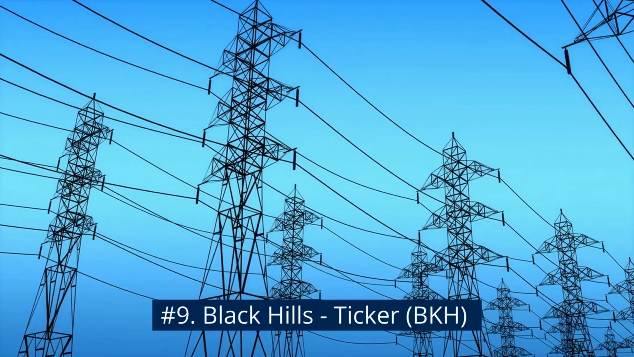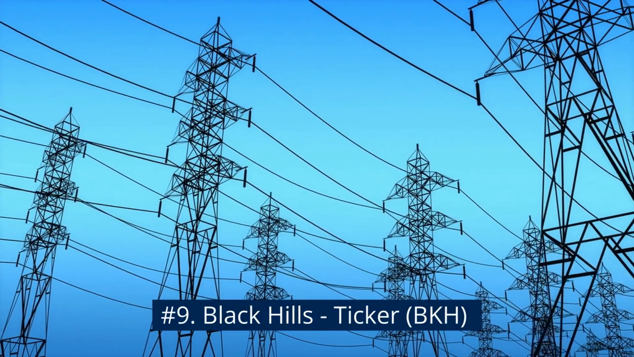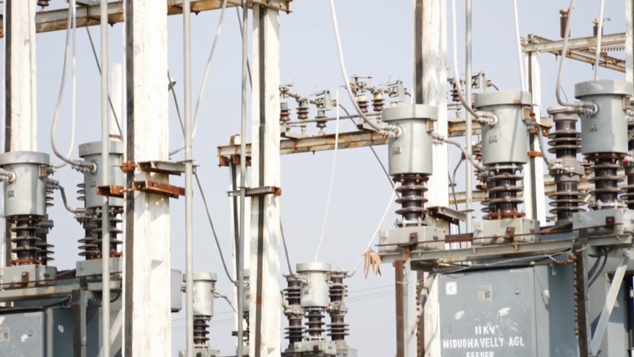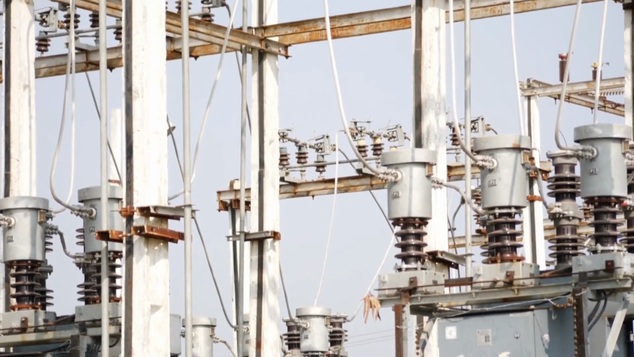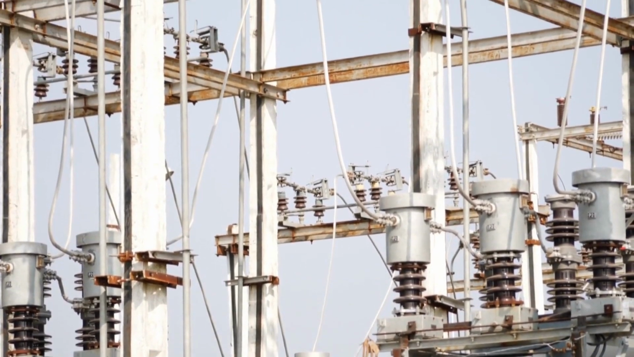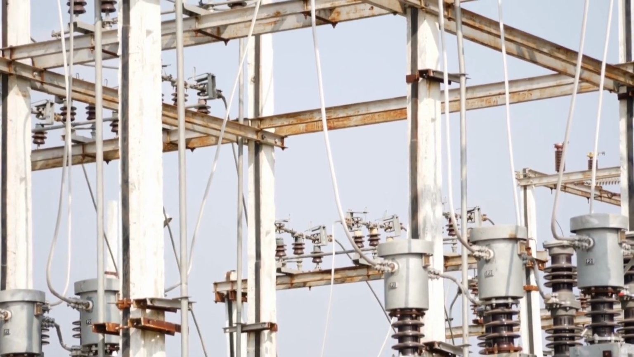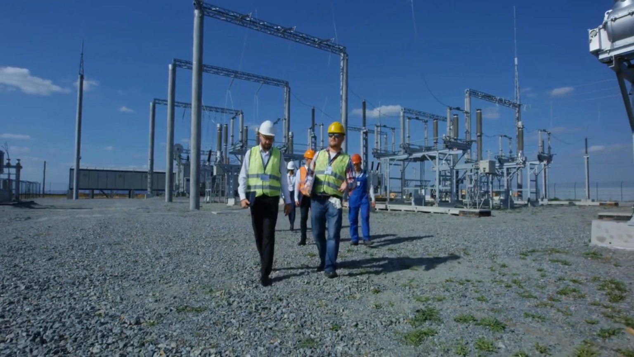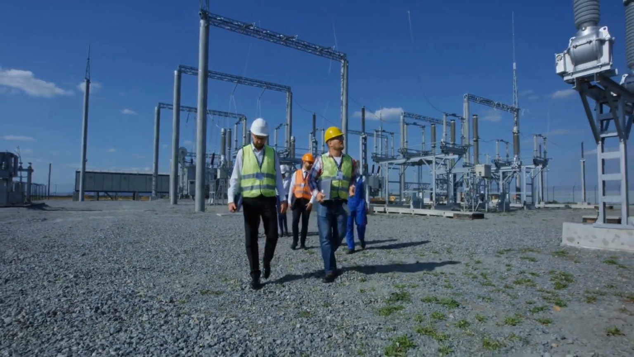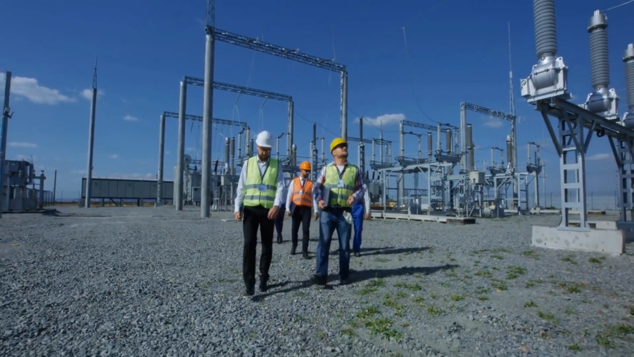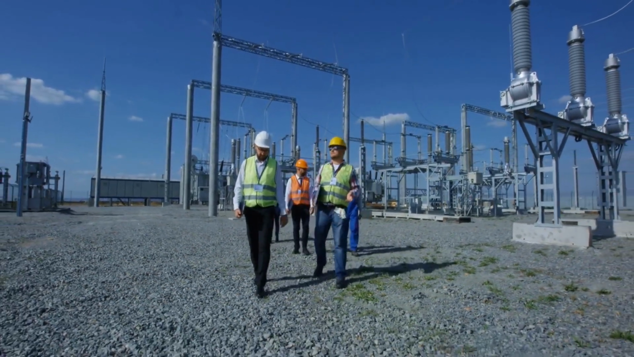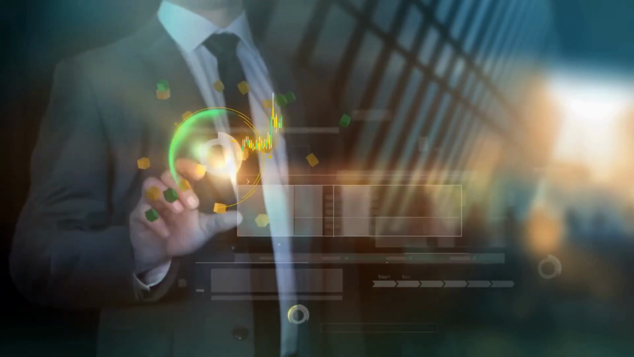Number 9. Black Hills, ticker, BKH. Black Hills is one of several utility stocks on this list that operates a diversified split between gas and electricity business lines. It generates power for almost 1.1 million customers across Arkansas, Colorado, Iowa, Kansas, Nebraska, and Wyoming. Both profits and revenue are trending higher at a steady pace.